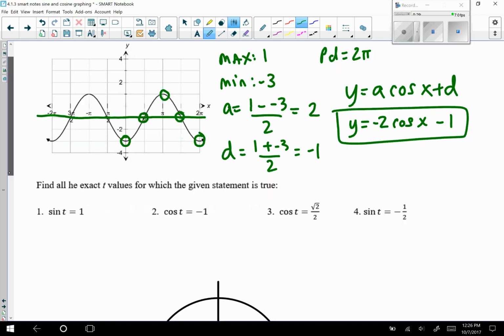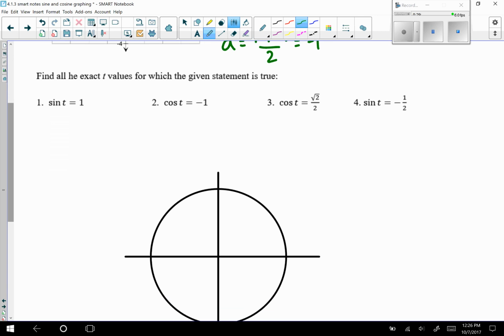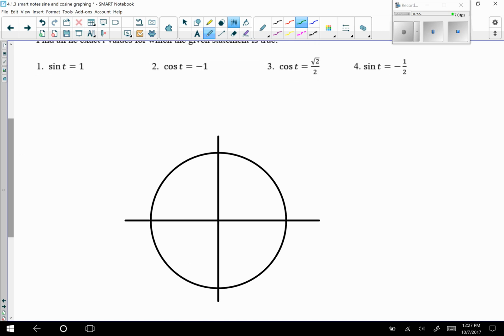So now we're going to look at evaluating some of these functions that we have for sine and cosine. So it says for this question here, find all the exact t values for which the given statement is true. So for this, I have the sine of t is equal to 1. So you can think about your graph or you can think about the unit circle.